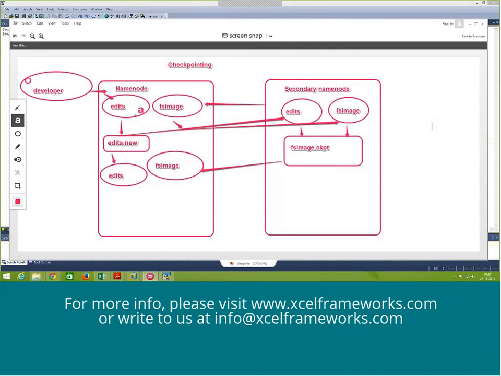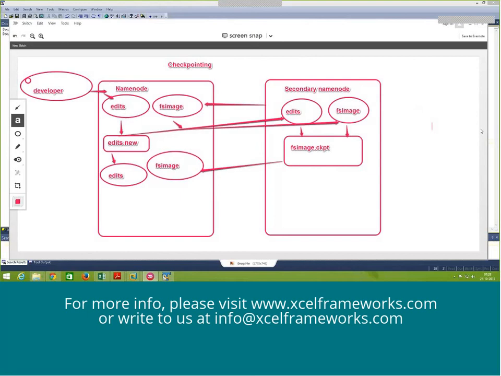Yes, I have a question on this. Can't we reduce the time limit instead of copying it every hour? Can't we copy in 30 minutes or 20 minutes? Yes, you can do that.